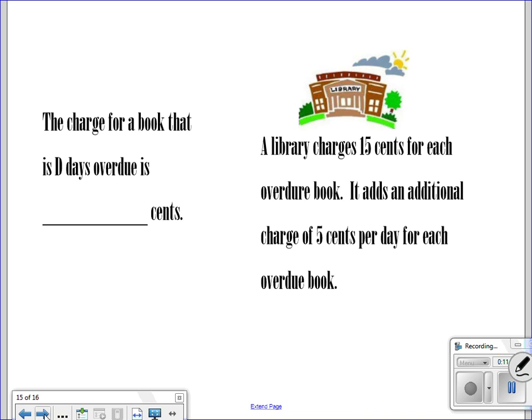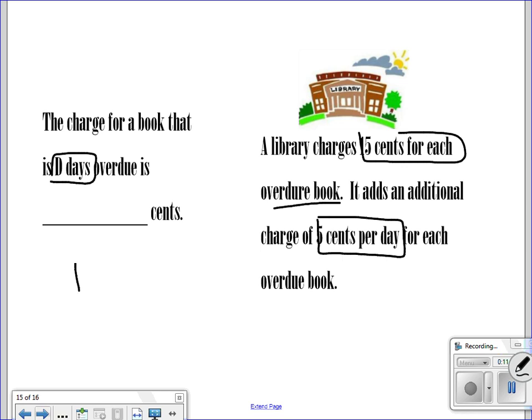A library charges 15 cents for each overdue book. It adds an additional charge of 5 cents per day for each overdue book. So we're doing something with a 5 per day and 15 cents for each overdue book. So how are we going to do this? We're doing something with D days. So we have a D. So if I have 5 days overdue, 5 cents per day, that'd be 25 cents. So I'm multiplying something with this. I have to multiply with the 5.